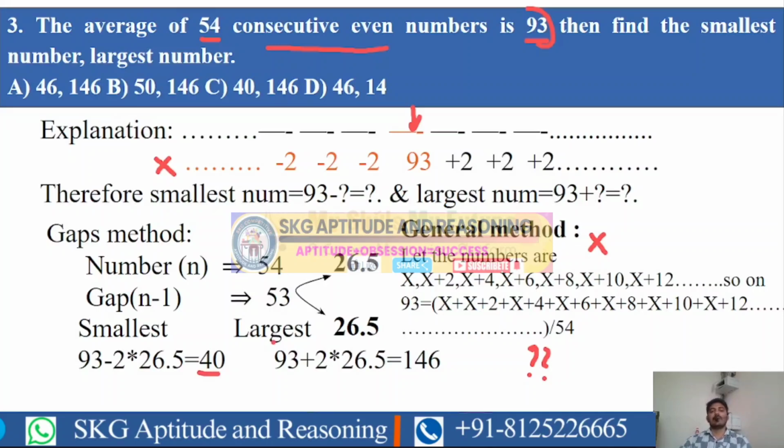Next, similarly, I need to find the largest number as well. 93 plus 2 into 26.5 gives me the result of 146, which is presented in option 3. I hope you are clear with this explanation.